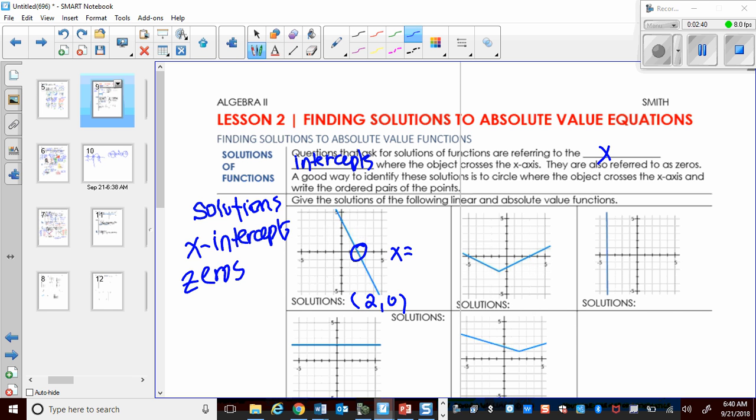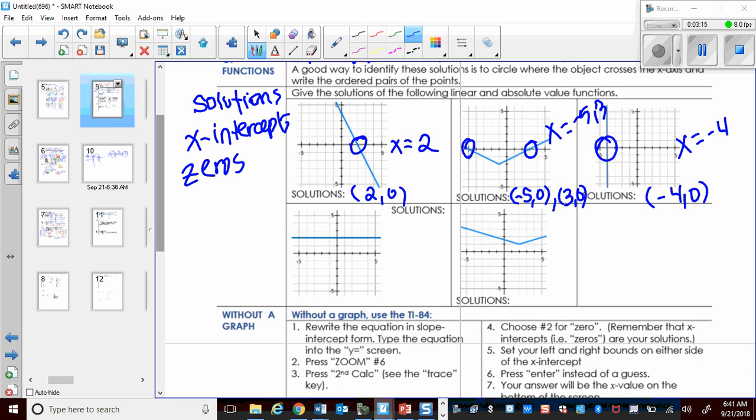If I was going to write it in zero form, I would just write the x value. For the next one, I have -5 and 3. So my solutions are -5, 0, and 3, 0. Following that, this vertical line has a solution at -4, 0. In zero form, it's just x equals -4. Over here, x equals -5 and 3.